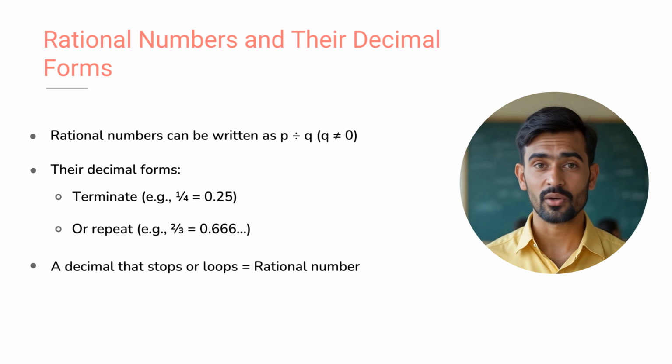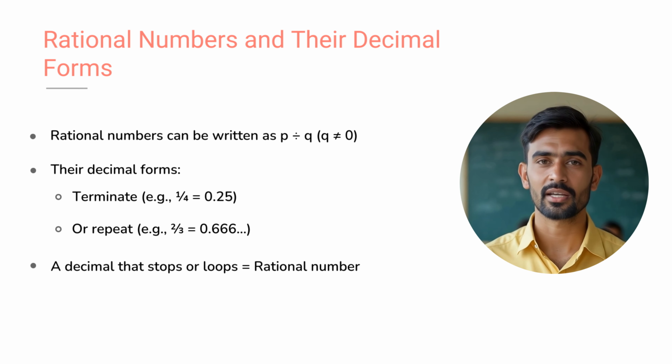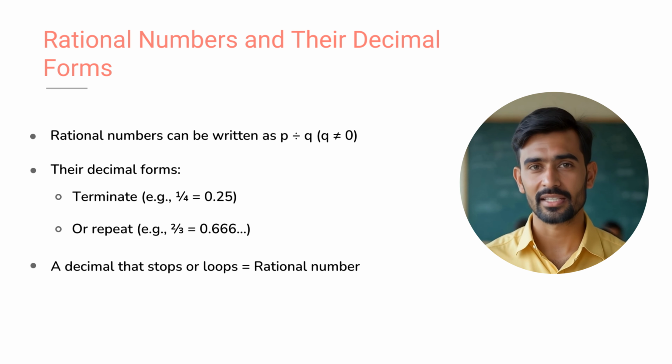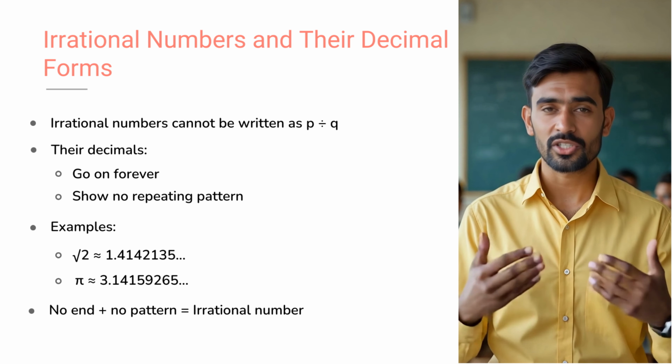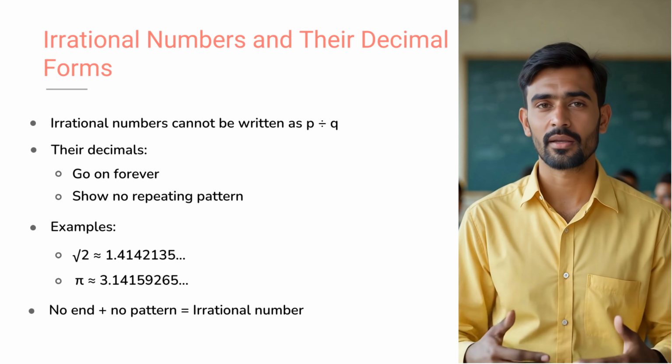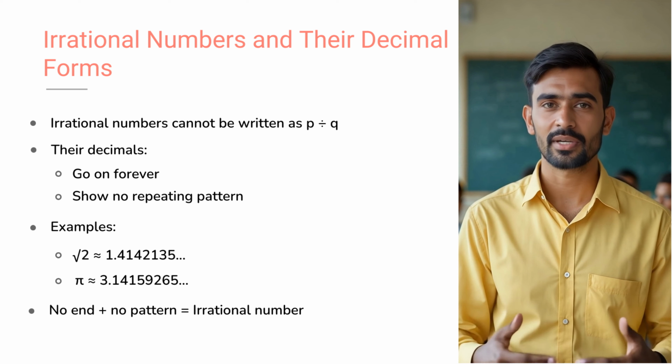For example, 1 divided by 4 gives you 0.25, it ends. That's a terminating decimal. 2 divided by 3 gives you 0.666. That's a non-terminating, repeating decimal. So if you ever see a decimal that stops, or one that keeps going in a loop, you're looking at a rational number.